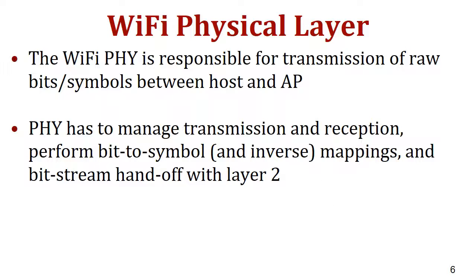First, let's take a look at the layer under all the layers, which is the physical layer. The Wi-Fi physical layer is responsible for transmission of raw bits and symbols between host and access point. The physical layer has to manage transmission and reception, perform bit-to-symbol and inverse mappings, and handle bit stream handoff with layer 2. Basically, the physical layer for Wi-Fi is 802.11 A, B, N, and G, but for wired connections, it could be fiber. So you can see it's very low level. It's just transforming the physical information to digital information.